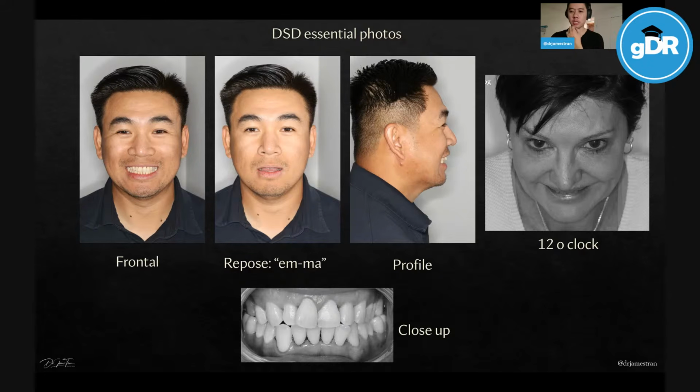In the old days, you needed to take a 12 o'clock shot there. That's the really gruesome looking one on the right side here. But these days, you don't have to do that photo anymore. And you need a close-up photo of the teeth so they can marry up the teeth with your STL intraoral scan and also marry up with the 12 o'clock scan or the frontal scan.